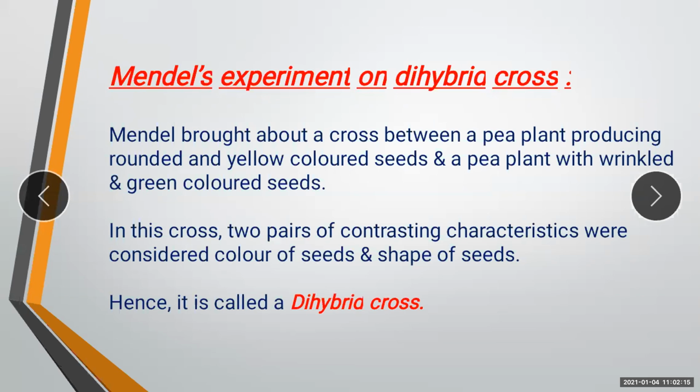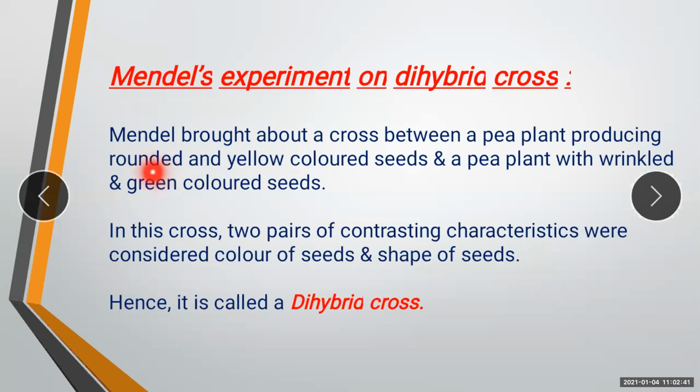Mendel brought about a cross between a pea plant producing rounded and yellow colored seeds and a pea plant with wrinkled and green colored seeds. In this cross, two pairs of contrasting characteristics were considered. Which were the two characters now? Color of the seed and the shape of the seed. Hence, it is called as dihybrid cross. Right? Now, we are going to study two characters at a time.